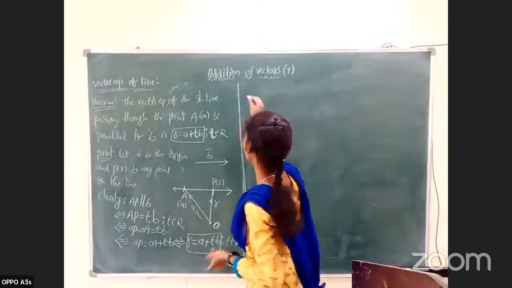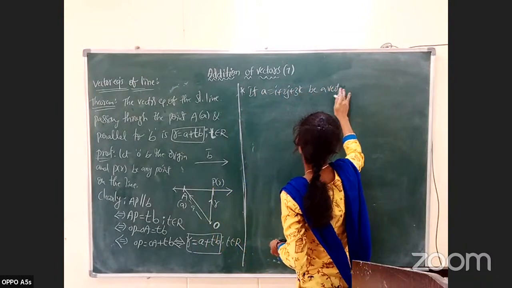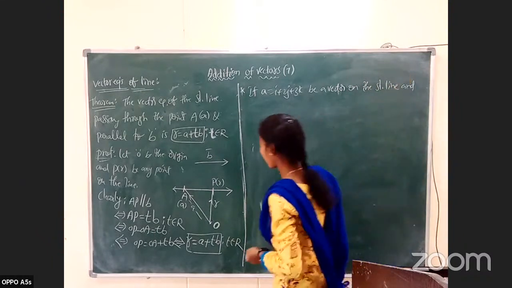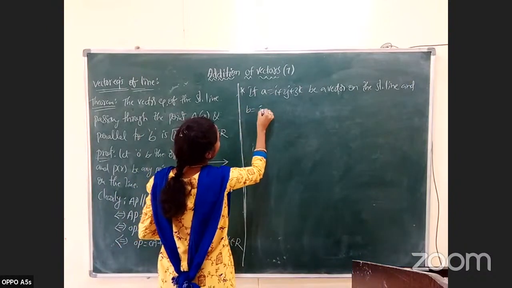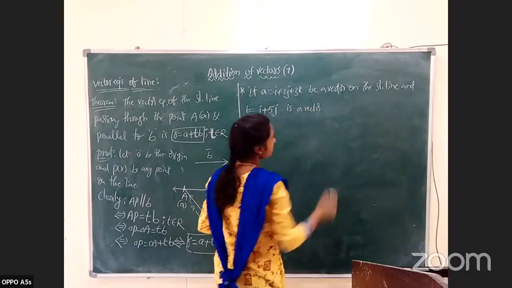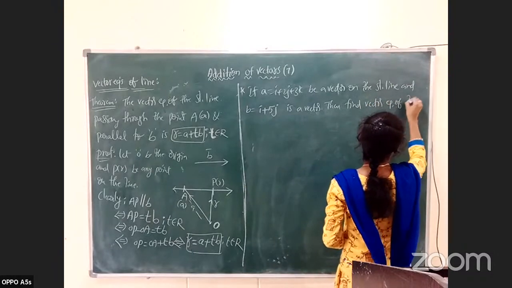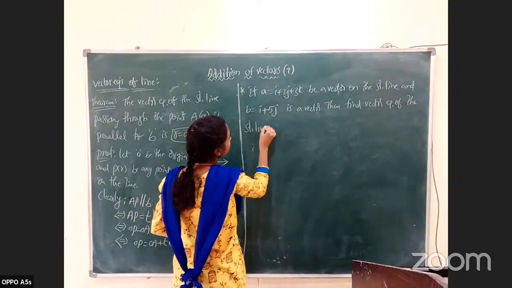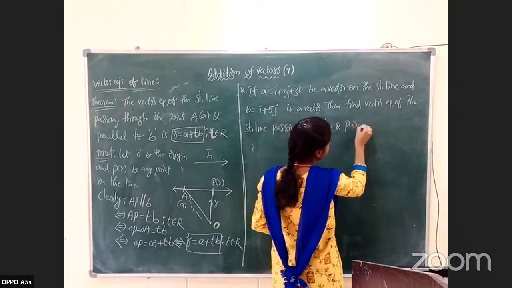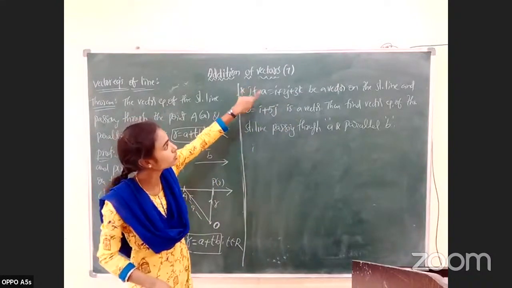So let's see, if they give something like this: if A is equal to I plus 2J plus 3K, a vector on the straight line, and B is equal to I plus 5J, a vector, then find the vector equation of the straight line passing through A and parallel to B. If the question is just like this, we are given vectors A and B and have to find a straight line passing through A and parallel to B.